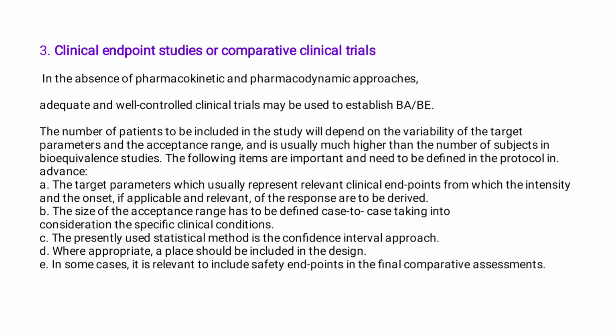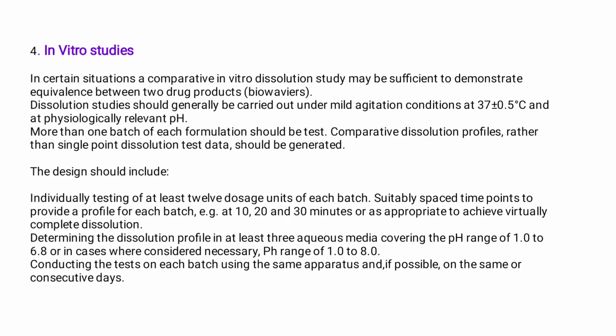Clinical endpoint studies and comparative clinical trials. In the absence of pharmacokinetic and pharmacodynamic approaches, adequate and well-controlled clinical trials may be used to establish BA and BE. The number of patients to be included in the study will be designed on the variability of the target parameters and the acceptance range, and is usually much higher than the number of subjects in bioequivalence studies.